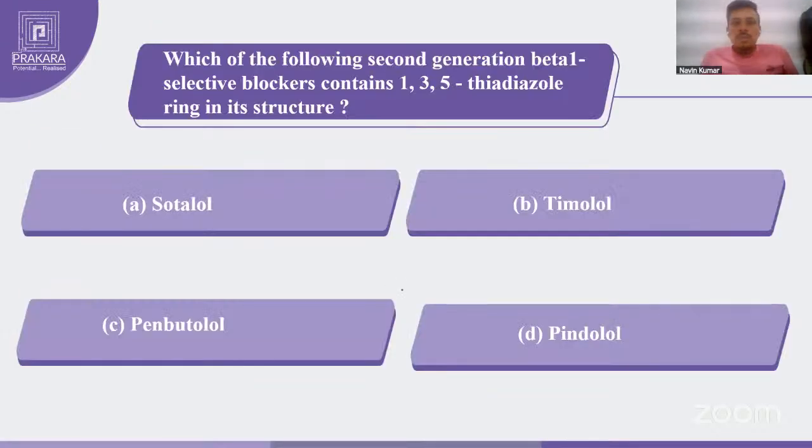Now one more question which is related to the structure of beta blocker. In the beginning of the classes, we discussed the different kinds of structure of beta blocker molecules. So the question is asking which of the following contains a 1,3,5 thiazole ring in the structure.